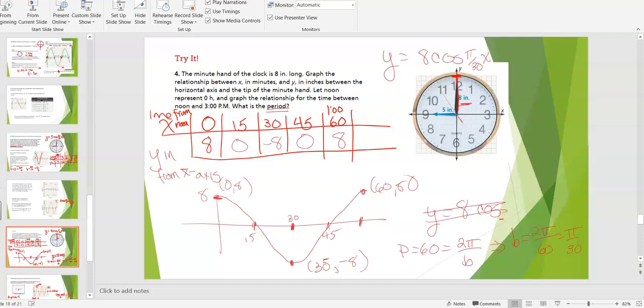What I did was I found the amplitude was 8 and the period was 60. So I set that equal to 2 pi over b, which makes b equal to pi over 30. And normally a cosine would be 0, 1. So I know it's cosine and not sine. 0, 0 would be sine if it started. So I did y equals 8 cosine of pi over 30 times x.